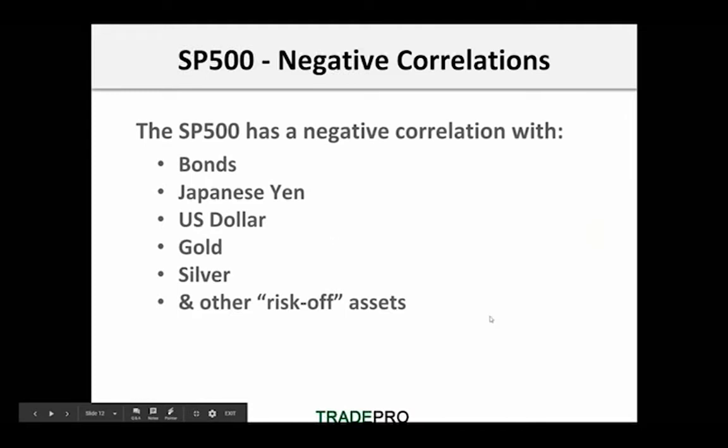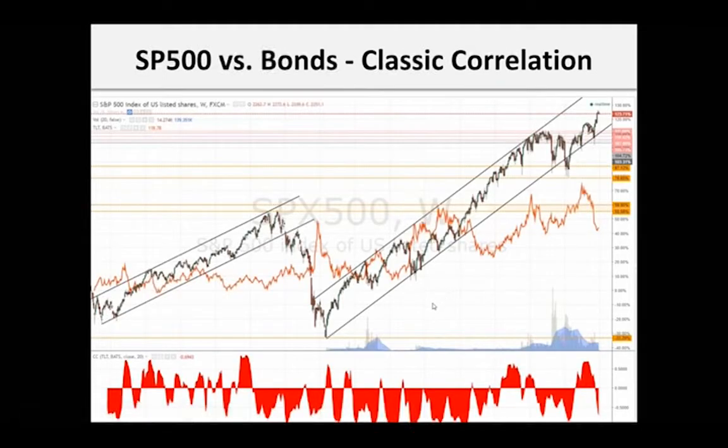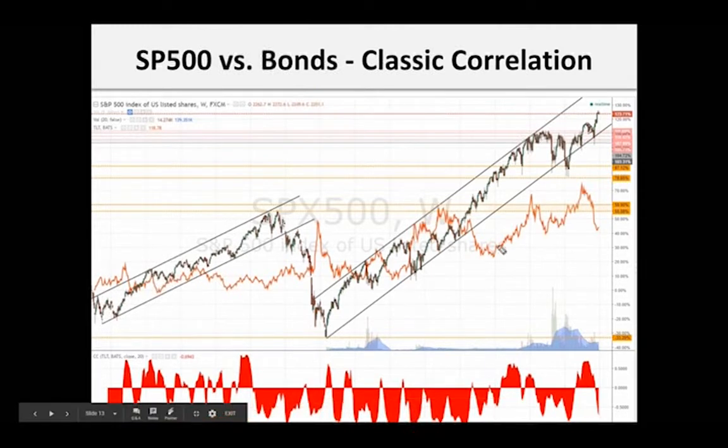Let's have a look at some negative correlations. You see S&P 500 versus bonds. This is your classic inverse correlation. You can see we spent a lot of time closer to -1. We do have periods where bonds and S&P 500 or equities move together. And guess what those periods are? Who could take a stab at this?